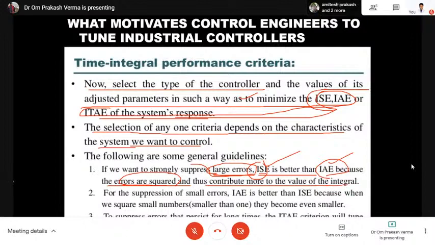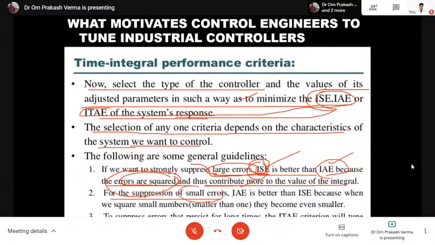Because integral minimizes your error, as we have seen in the integral controller. Integral minimizes the error, as the integral will act until the error is minimized. If the error is squared, then its contribution becomes more, and therefore ISE is advisable at that place for the suppression of a large error.